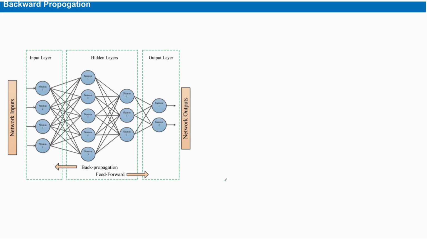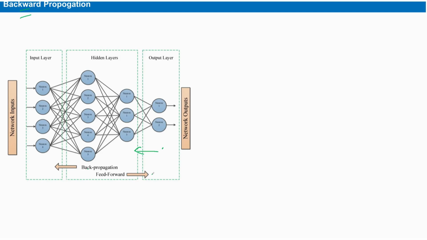So why is it called backward propagation? Because all the computations happen in the backward direction, from this layer to this layer. And inside forward propagation, all the computations happen in the forward direction.